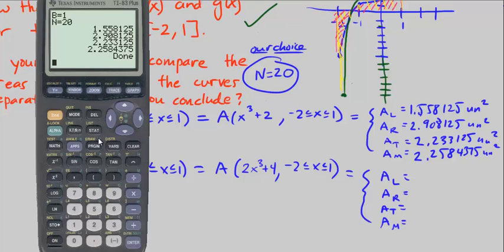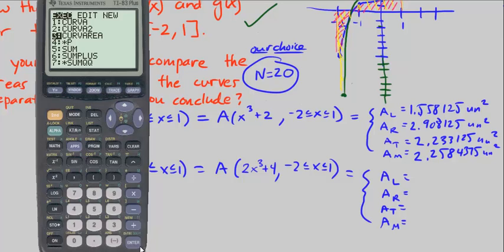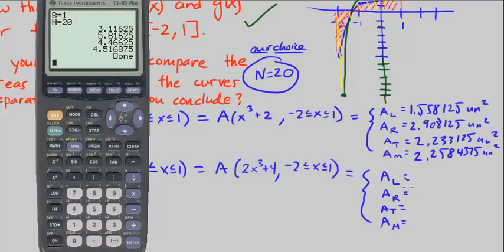And let's run our program again, curve area. This time our function is not x cubed plus 2, but it's 2x cubed plus 4, right? 2x cubed plus 4. Oops, not minus. Let me delete that. We're starting at -2 still, going to 1, and I still want to use 20 rectangles. Okay, again, that's our choice, and the larger n is, the closer to the accurate value we're going to get.